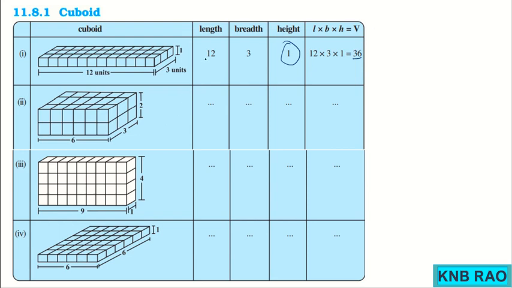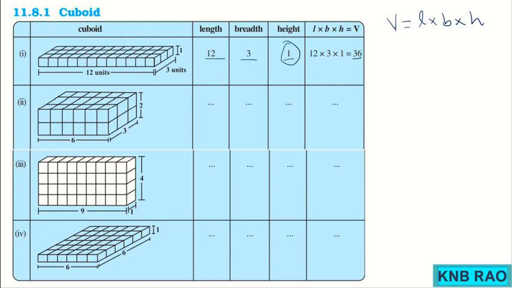length into breadth into height. So this is the formula that we use to find the volume of a cuboid, length into breadth into height. You watch the rest of these 3 figures.